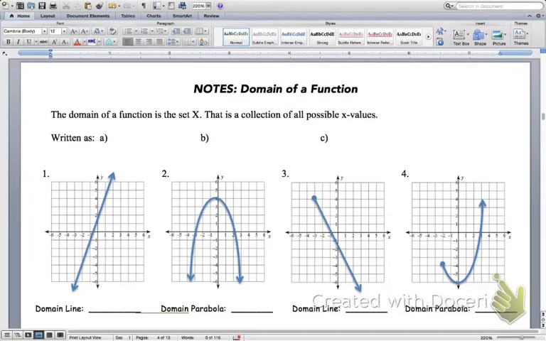Hello everyone, today we are going to be going over the domain of a function. This will help us continue our lessons on piecewise functions. Yesterday we started with evaluating piecewise functions. Today we're going to be looking at what their domains are. So what is the domain?